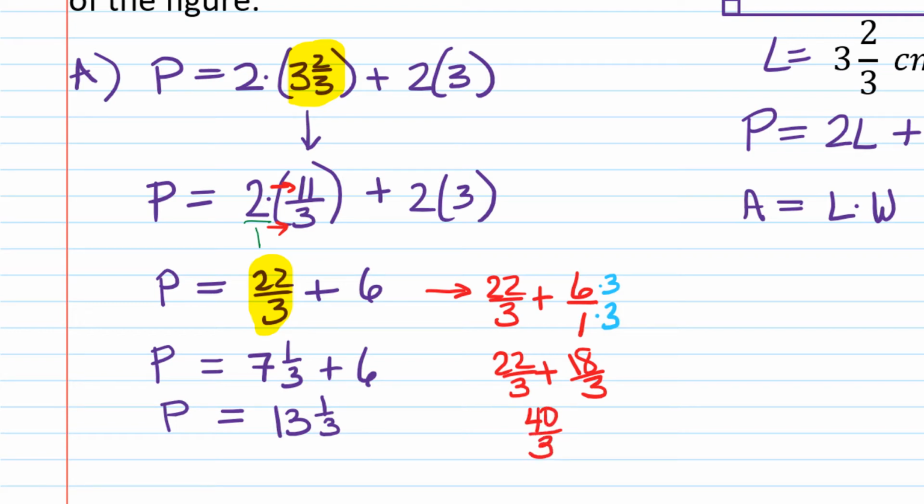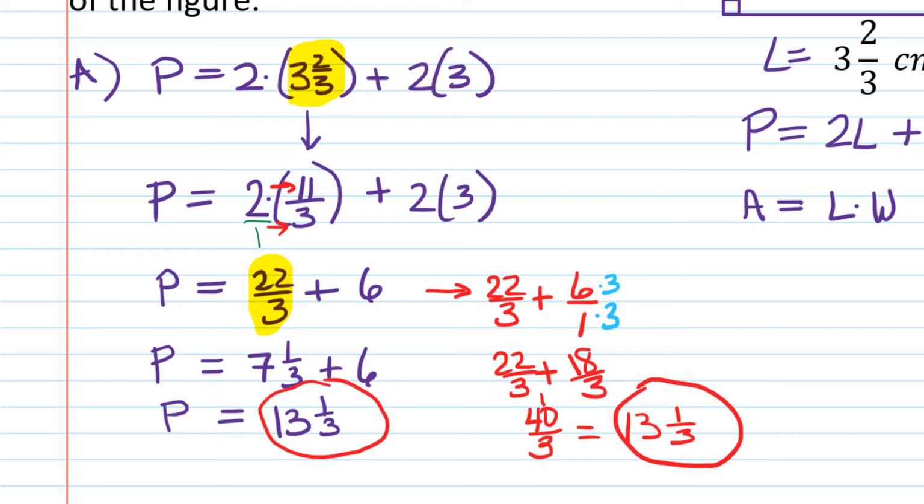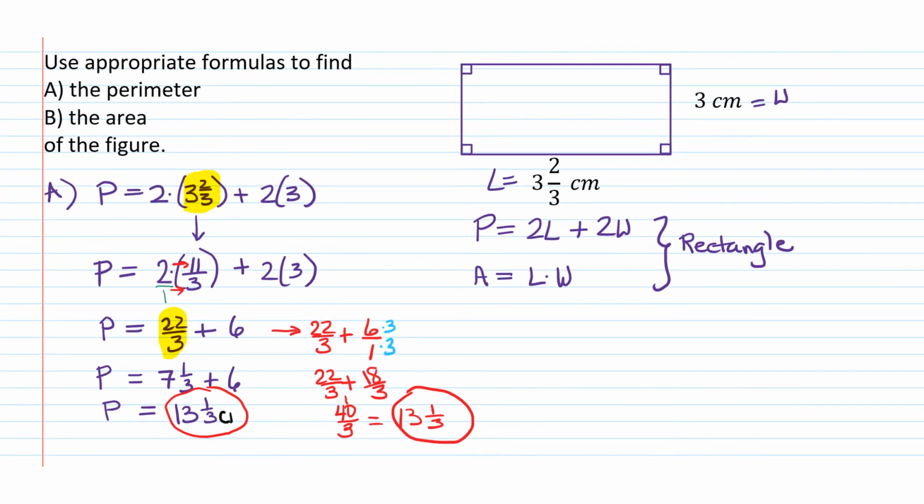Now let's see if 40 thirds is the same as the answer we got before by changing it to a mixed number. 3 goes into 4 once with 1 left over. 3 goes into 10 3 times with 1 left over, so 13 1/3. So either way, we're going to get a perimeter of 13 1/3, and we just need to add in our units. So the units are centimeters. This is a linear measurement, meaning it's not squared or cubed or anything like that.